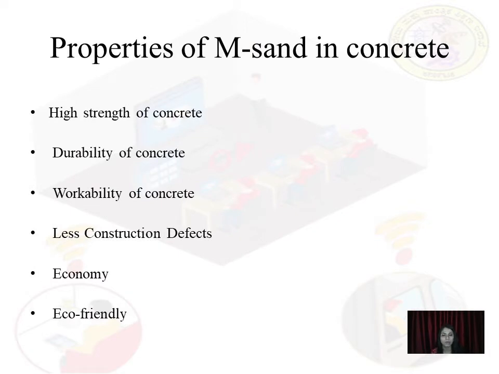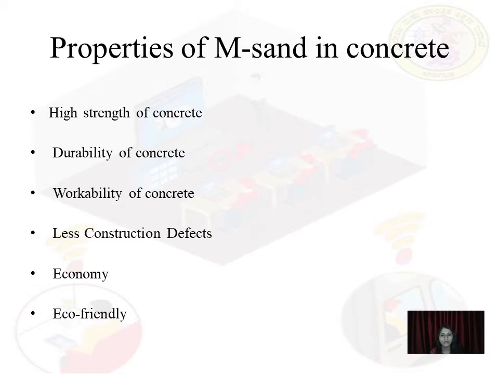What are the properties of M sand in concrete? The first one is high strength of concrete. As I told, the concrete made from this M sand has high strength when compared to the concrete which is made from river sand. M sand has high compressive strength and high flexural strength.